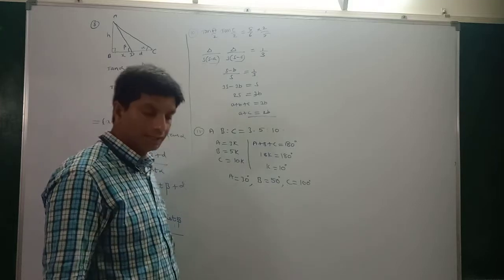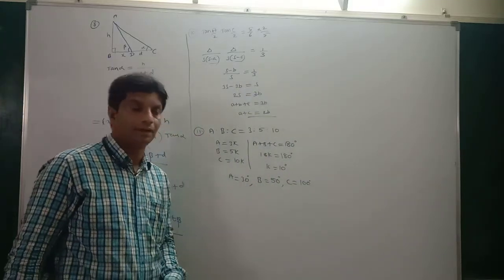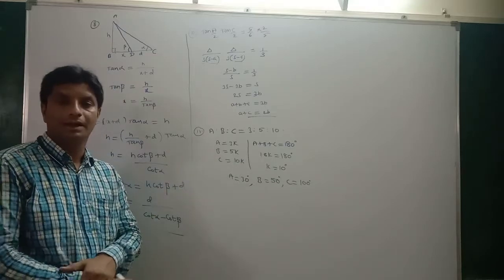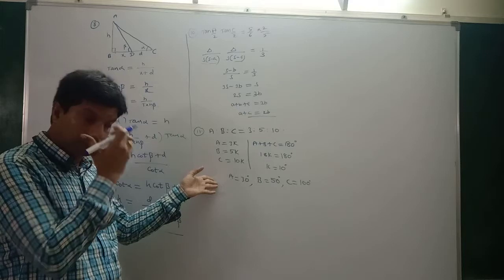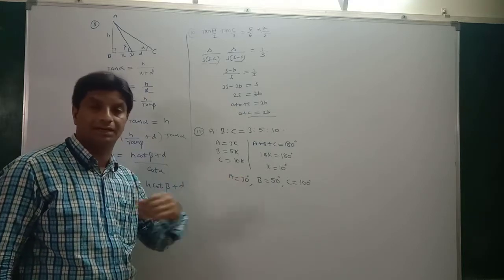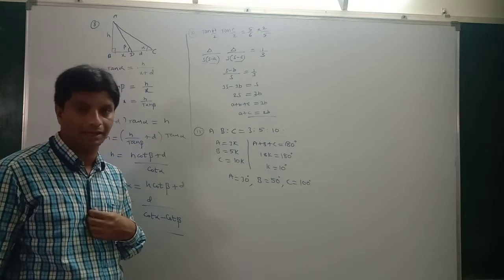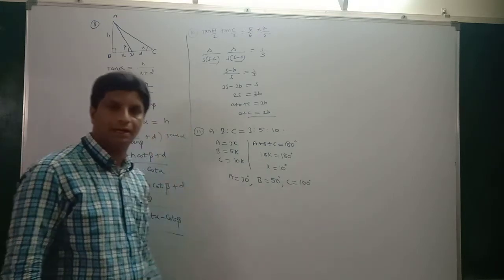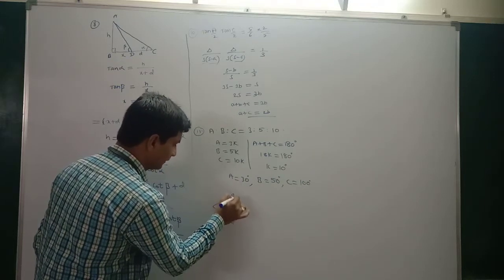Now we have to find the ratio of what? The smallest side and the greatest side. What is the smallest side? Actually, we are not given sides here, we are given angles here. We have to find the ratio of the smallest side and the greatest side. The smallest side is always opposite to the smallest angle. Which is the smallest angle here from the problem? This is the smallest angle. So this is capital A.